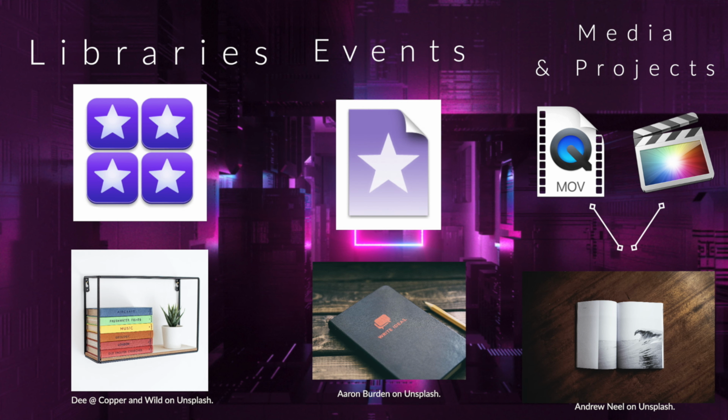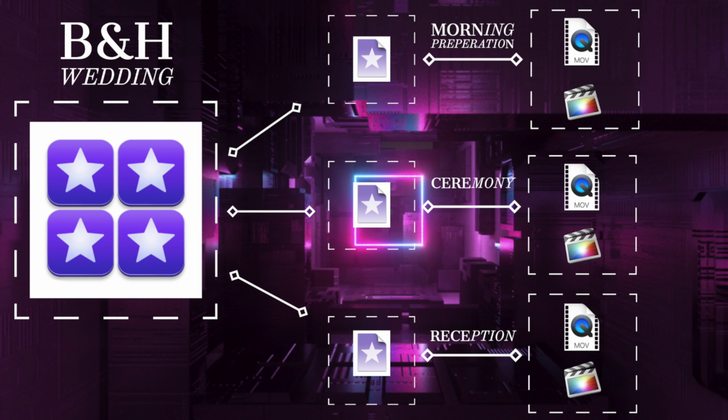Here are some examples. In the first example, let's say you shot a wedding. The library would be the name of the couple getting married. Then you might separate each event into times of day. For example, the morning preparation might be one event. The ceremony and reception would also be separate events. And each event would hold the media and project files for that particular event.